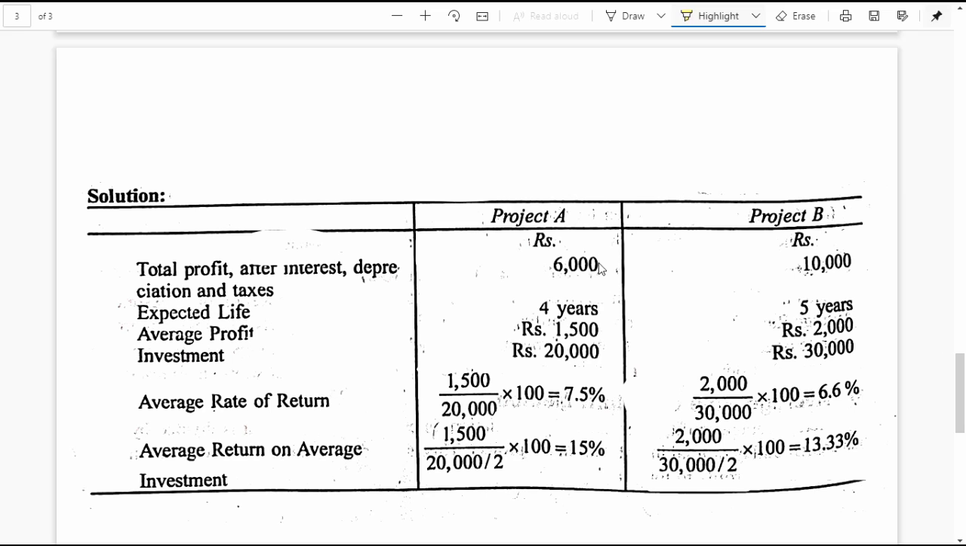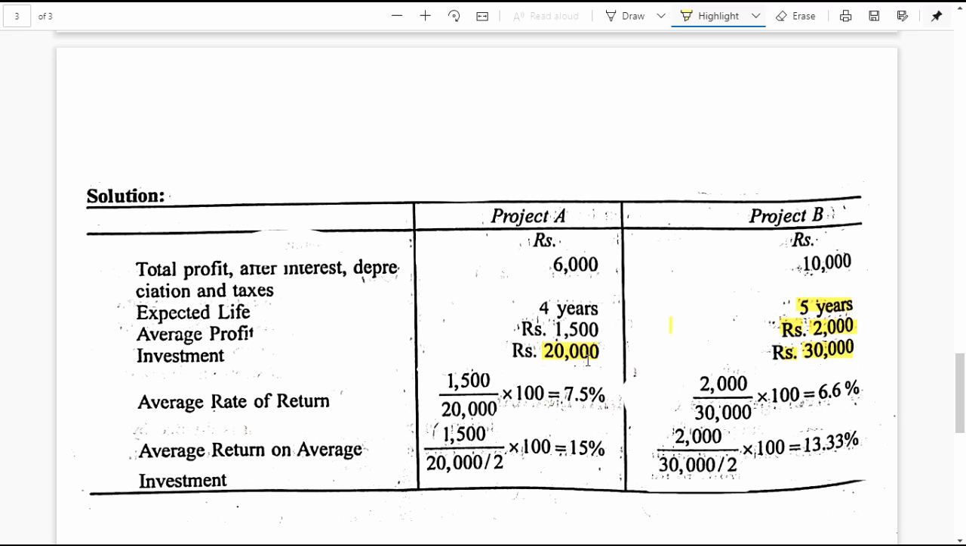Average profit. Total profit 6,000 divided by 4 years gives you the annual average profit of project A as 1,500. And similarly for project B, total profit 10,000 divided by lifetime 5 years gives us 2,000 rupees as the annual average profit of project B. Investment of project A is 20,000, project B 30,000.